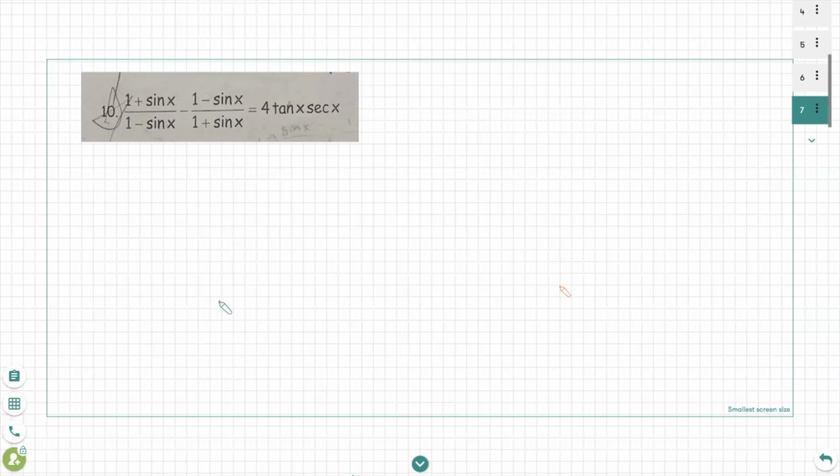Yeah, I would say in general, when you're adding and subtracting fractions, I think it's just better to get the common denominator first. That's what I did, yeah. Okay, common denominator.